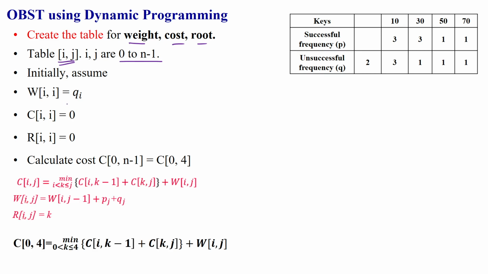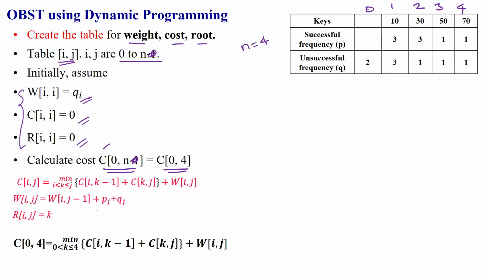Okay, so the table is constructed, and initially as per the algorithm, w of i comma i will be q i, c of i comma i is 0, r of i comma i is 0. Then I have to calculate the cost for 0 to n. So here we have to identify the index values 0 1 2 3 4. So 0 comma n, not n minus 1, right? So this is 0 comma n. So 0 comma 4, n equal to 4 here, right? So here also 0 to n, right?